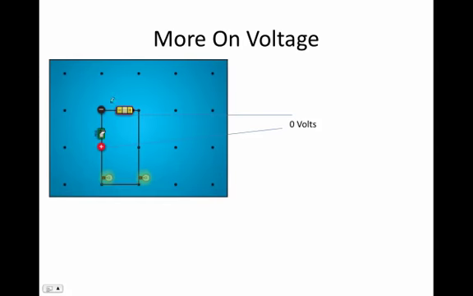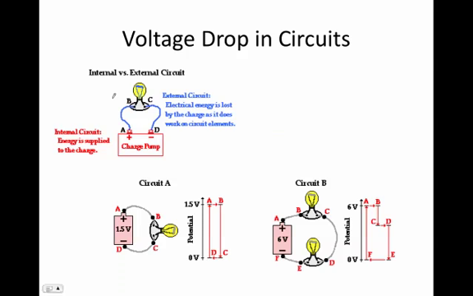So if we measure at the end or the bottom of the hill, voltage now will be about 0 volts because there's no more push left. Remember, it's the push that the voltage is providing. So let's look at this again. Let's look at how voltage drops in a circuit.